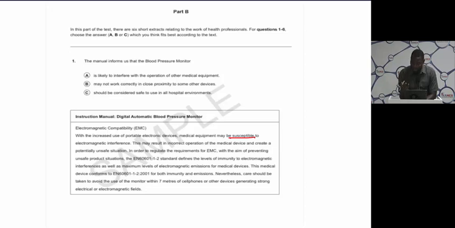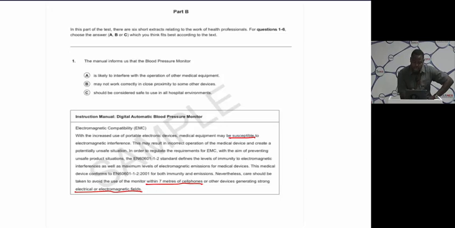Nevertheless, care should be taken to avoid the use of the monitor within 7 meters. So where are we giving the care? It should be taken to avoid within 7 meters of cell phones and other devices generating strong electromagnetic fields. We have very important information here, trying to understand which answer is the perfect fit for this particular question.